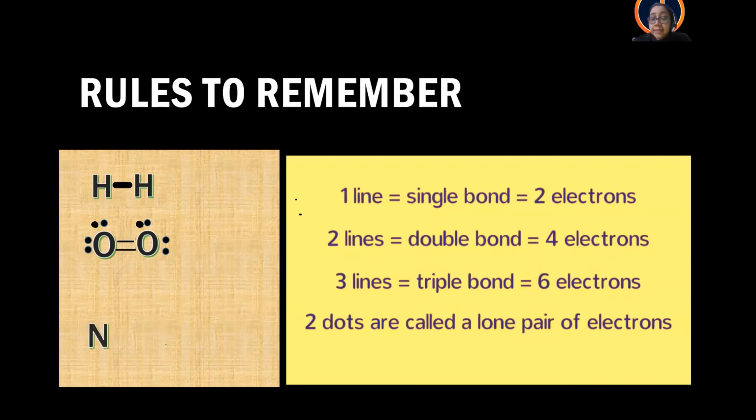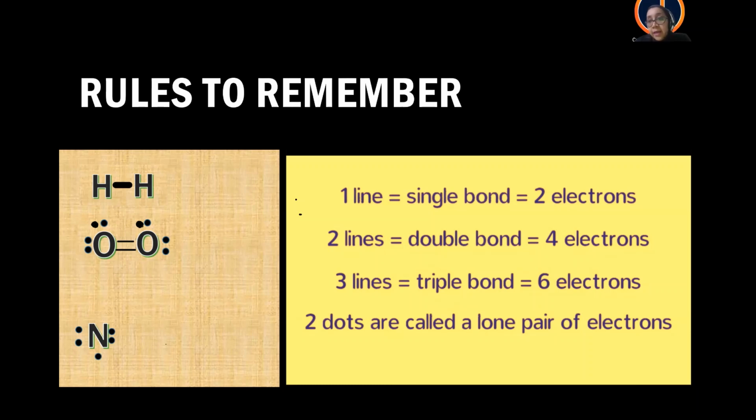Now we can take a third example, nitrogen. Nitrogen has a valency of 5. You can refer to a periodic table and understand that nitrogen has a valency of 5. Hence we can write 5 electrons or 5 dots, right? Like this.